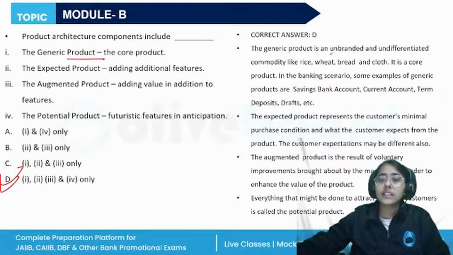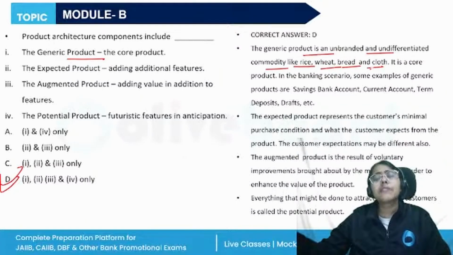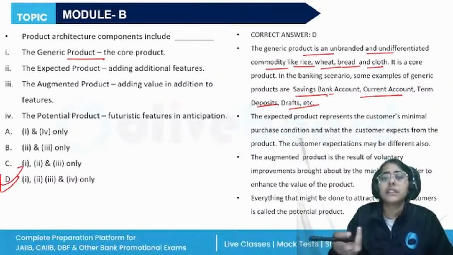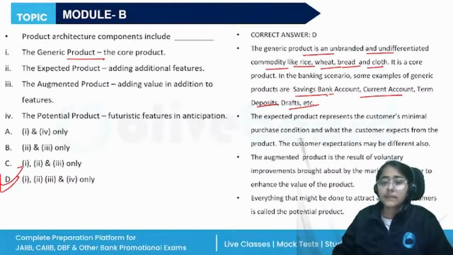Generic product is the unbranded, undifferentiated commodity like rice, wheat, bread, and cloth. It is undifferentiated. The customer will not differentiate. They can buy the bread from any company until and unless they have a specific requirement. So it is a generic product. It is a core product. In the banking scenario, generic products are savings bank account, current account, term deposit, and drafts, which are more or less offered in the same manner by all the banks.